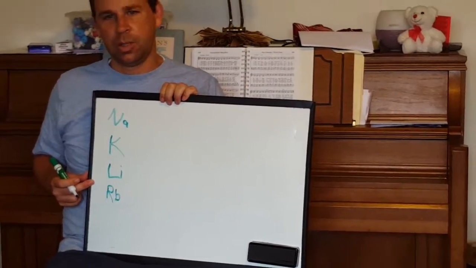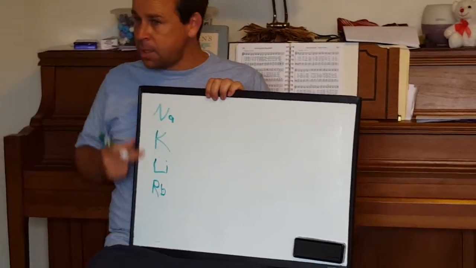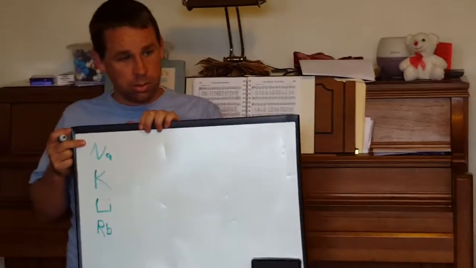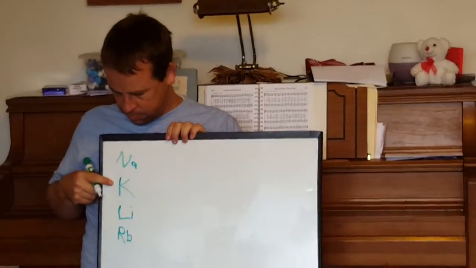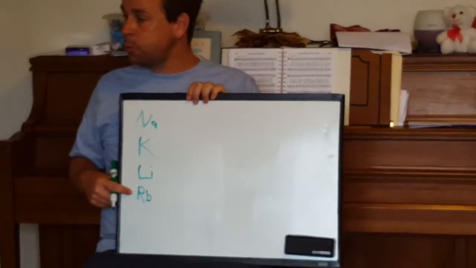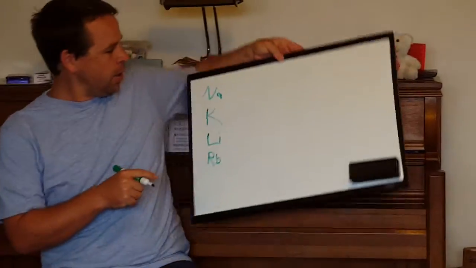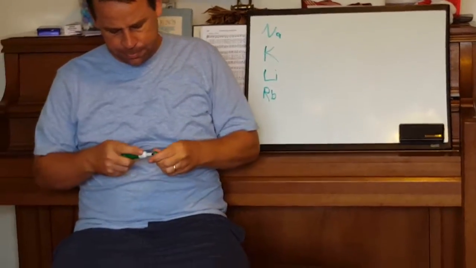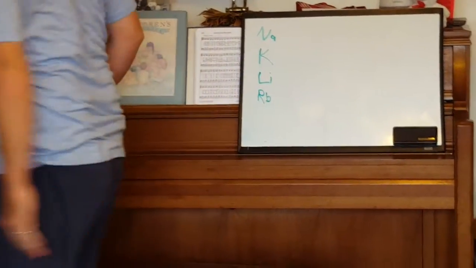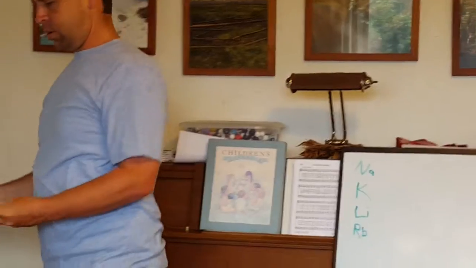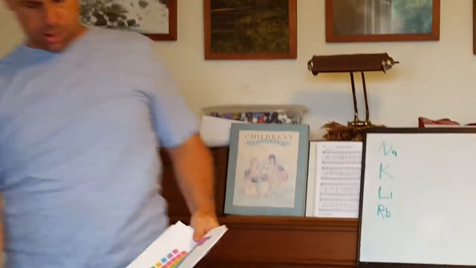Chemicals that have these elements in them: sodium, potassium, lithium, rubidium. They can always dissolve in water. Now, I'm going to hand out the periodic tables here because all of these elements are in special locations. The very left. That's right.